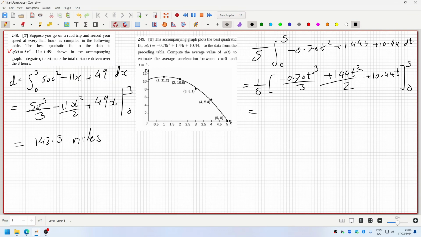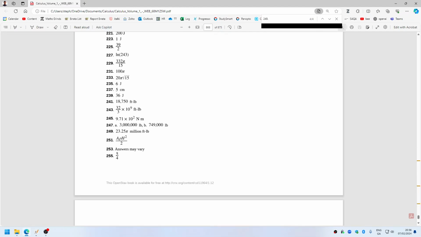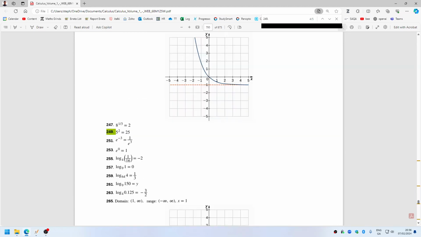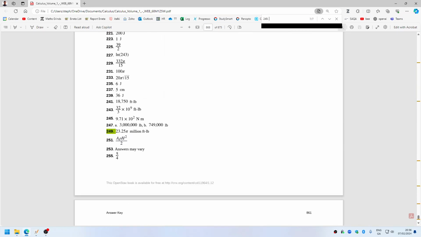I type it in on the calculator. That is 8.206 recurring meters per second squared. Let us see if that matches up. 249. Is the answer.